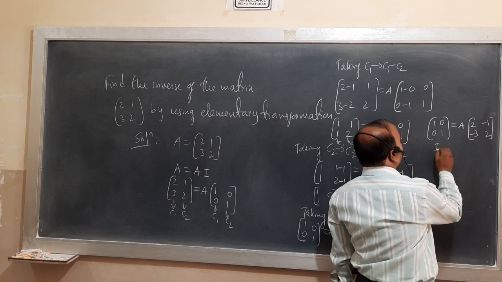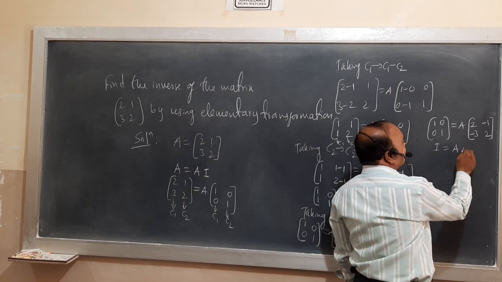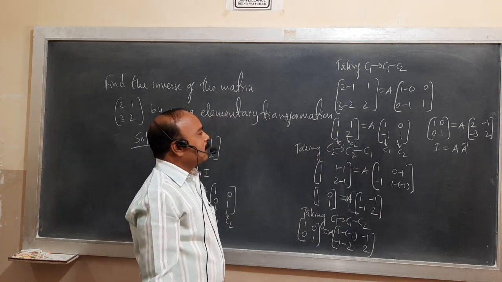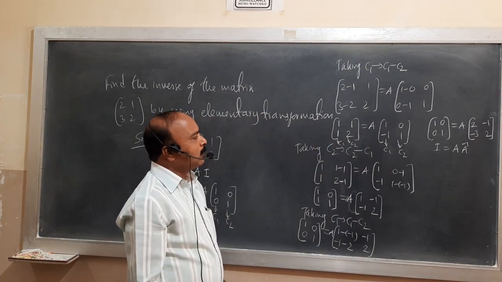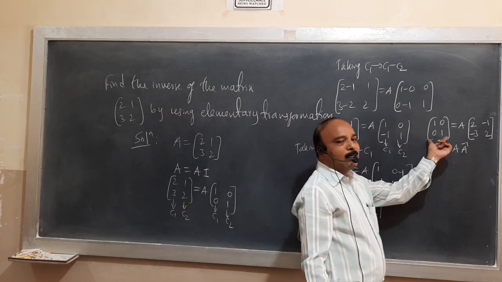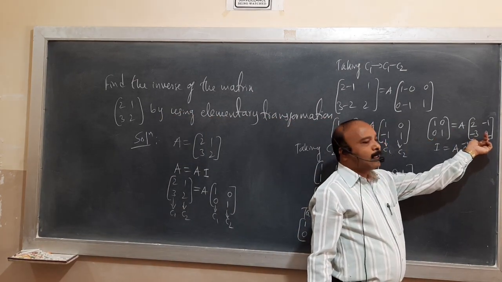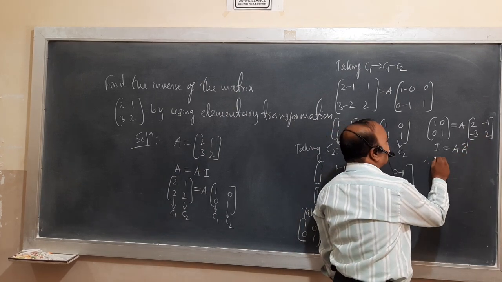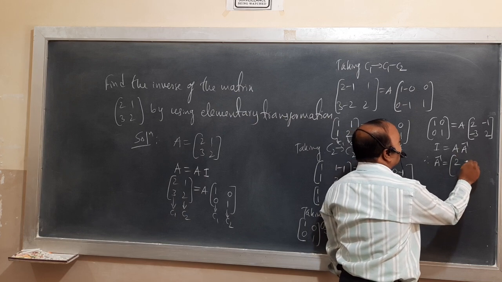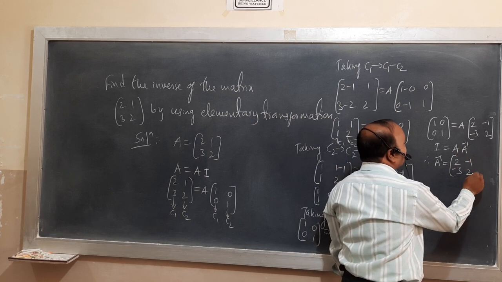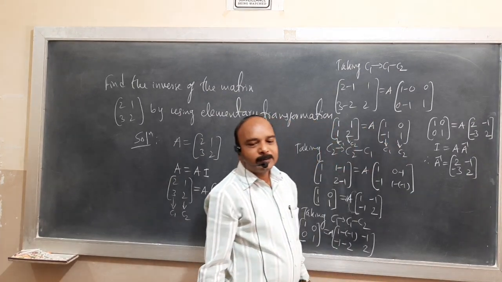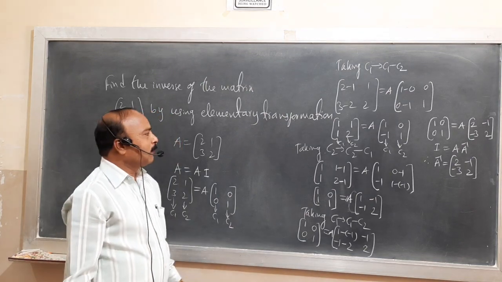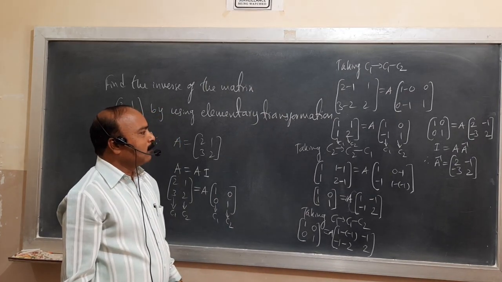Now here on the left hand side we get the I matrix. It is nothing but I equal to A into A inverse, because in an invertible matrix we know that the I value is always equal to A into A inverse. If the left hand side is the identity matrix, the right hand side matrix automatically becomes the inverse of the given matrix. Therefore we say that A inverse equals 2 minus 1 minus 3 2. Now it is the inverse of the given matrix. Column transformation is applied for this example, and by using that we get this one.